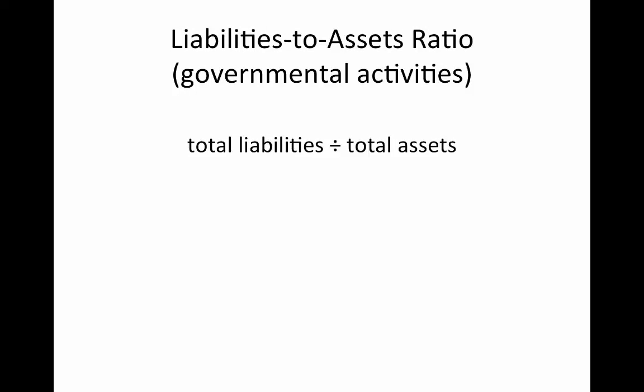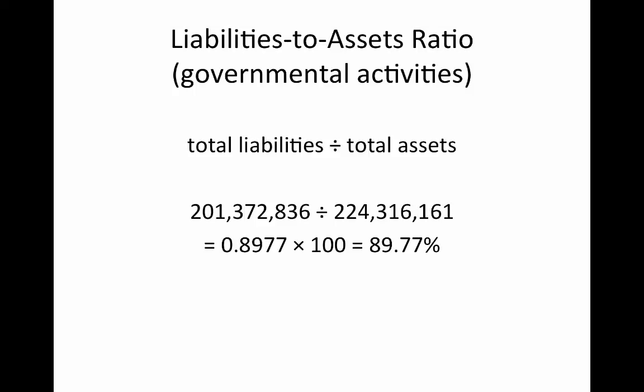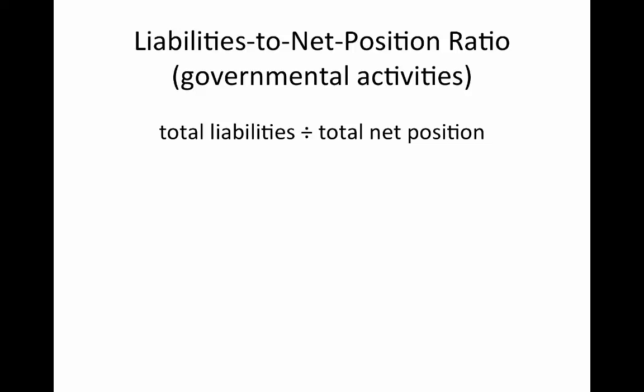Looking at that for governmental activities, your ratio is almost 90%, 89.77%. What that means is that for every dollar of assets the government has, it has 90 cents in liabilities. So it's going to require most of the assets it has available in order to satisfy those liabilities if they all had to be satisfied right now. Of course, they don't have to all be satisfied, but what we're trying to get a sense of here is the government's leeway. Does it have more assets than it has liabilities?